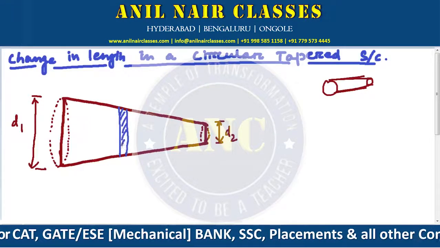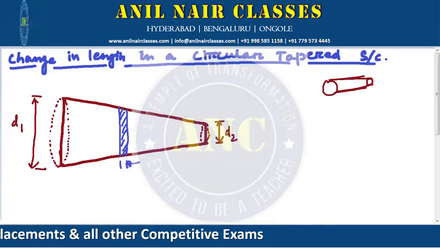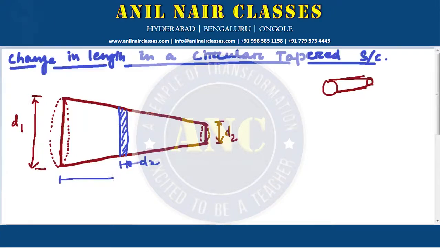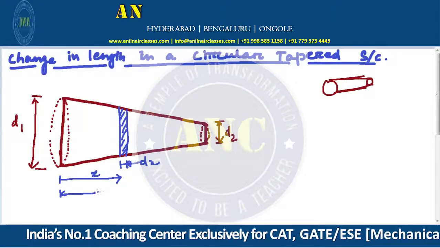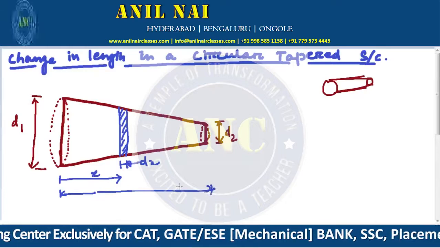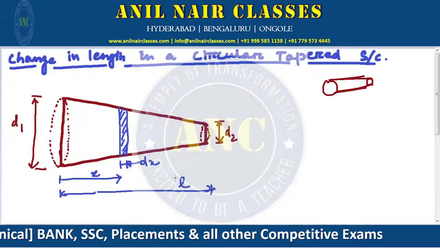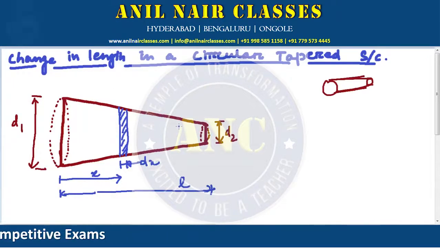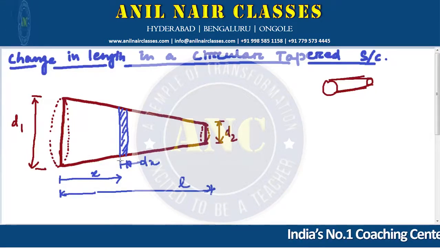I'll take a section dx at a distance of x, where the total length is L. L is the total length of the tapered section. To find the change in length, I'm taking a small section dx. It's looking a bit messy, I'll make it clear.